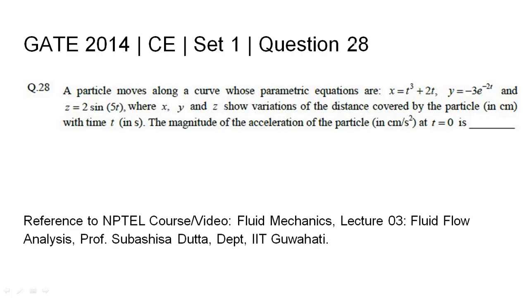Date 2014 Civil Engineering Set 1 Question 28. A particle moves along a curve whose parametric equations are x equals t cube plus 2t, y equals minus 3e power minus 2t, and z equals 2 sine 5t, where x, y, and z show variations of the distance covered by the particle in centimeter with time t in seconds. The magnitude of the acceleration of the particle at t equals 0 needs to be found in units of centimeter per second square. The relevant NPTEL reference has been cited.